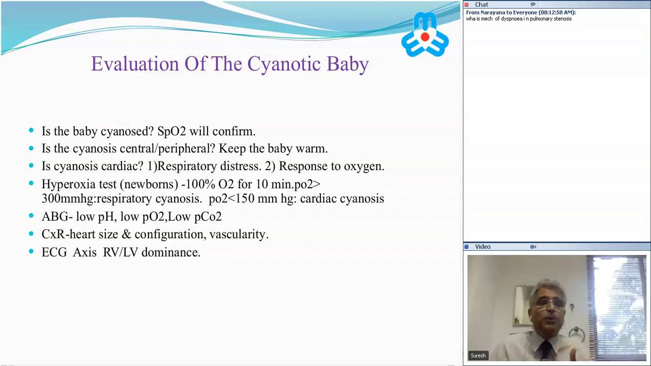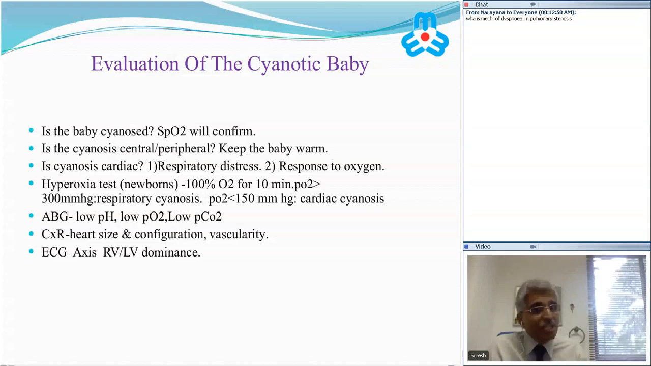Before you do an echo, you are likely to get an X-ray and an ECG. The heart size and the configuration, like the typical snowman appearance or the figure of 8 appearance in the TAPVC or the egg-on-side appearance in the TGA, these things are useful. More usefully, I would say, if you look at the vascularity, if the PO2 is low and if the vascularity is low, you are dealing with a pathology like this situation. If the PO2 is low and the vascularity appears increased, you are dealing with a TGA-like situation.